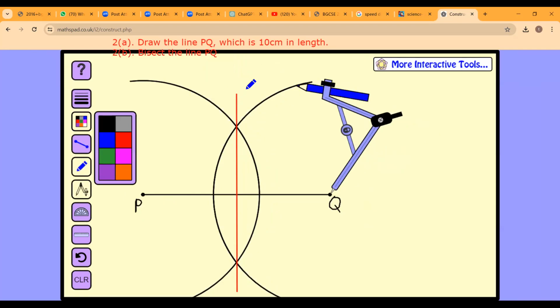Again, what do we call this line that cuts it in half? We call this the what? Bisector. Bisector. Very good. Bisector.